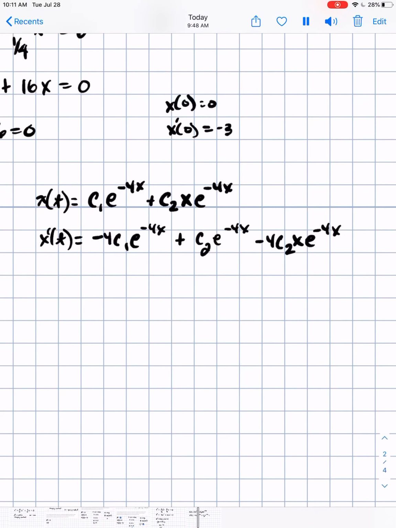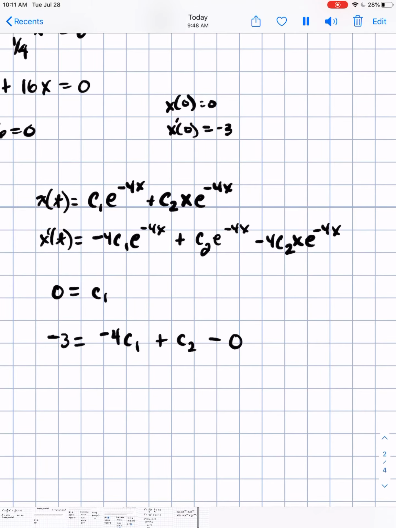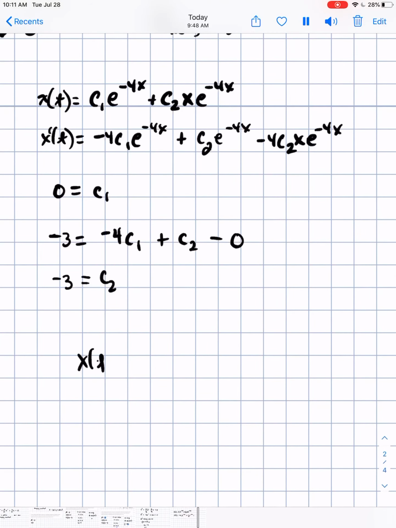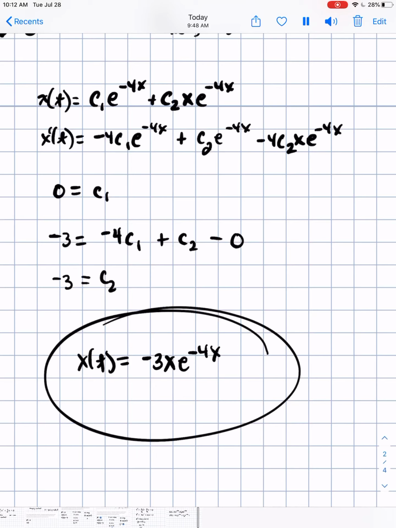So if we plug in 0, set it equal to 0, we're going to get c1 to be 0. And then same thing, so you'll get -3 equals -4c1 plus c2 minus 0, right? So you get c2 equals -3. So we get an equation for this as x of t equals -3t e to the -4t, and there's your equation. All right, not bad.